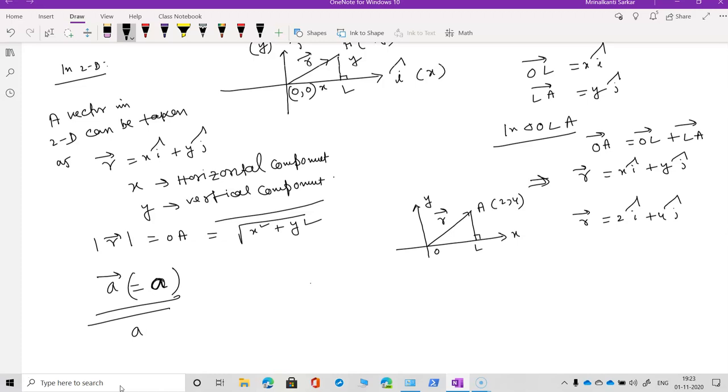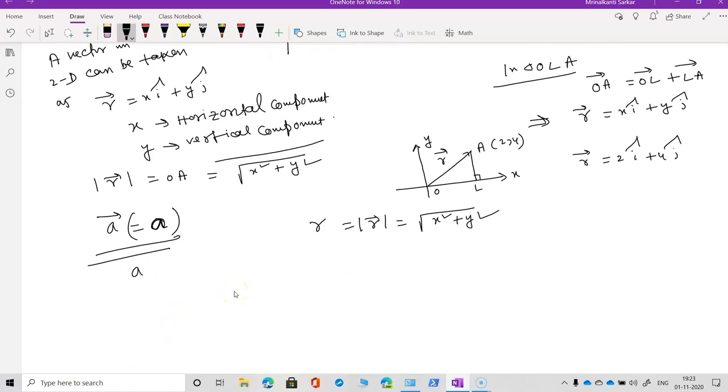So one can say that R is nothing but mod R. This is equal to root over x square plus y square. Okay. So the length of a vector in a two-dimensional coordinate system, one can write: mod xi plus yj is root over x square plus y square.